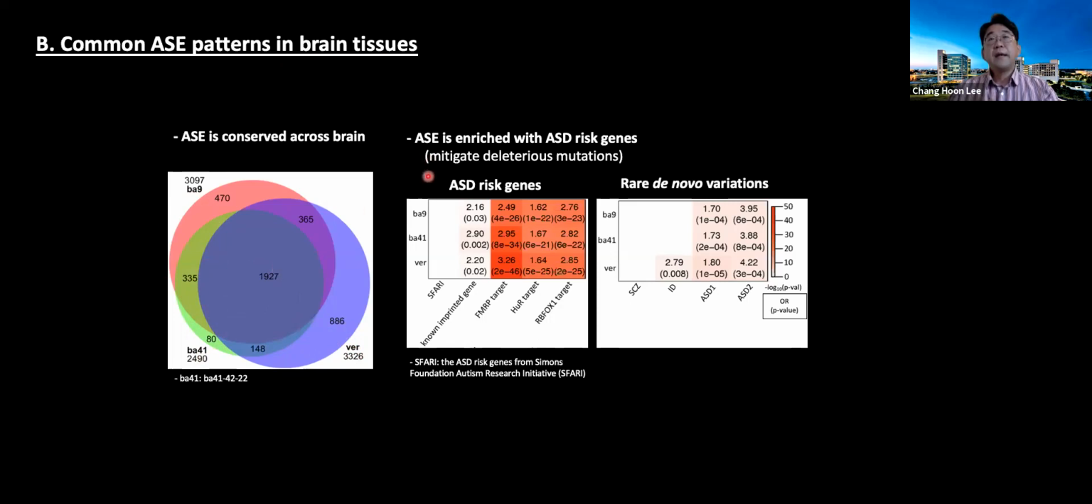Okay, but when I did the gene enrichment study with them, they were highly enriched for ASD risk genes. As you see here, imprinted genes are also highly enriched, and then FMRP targets, HuR targets, and RBFOX1 targets are also highly enriched. So they are well-known ASD risk genes. Also, when I considered the rare de novo variation data set, all of them showed high enrichment with ASD. So since this ASE showed high enrichment with ASD risk genes, I believe the ASE can mitigate deleterious mutations, a kind of buffering against the dangerous effect of mutations.